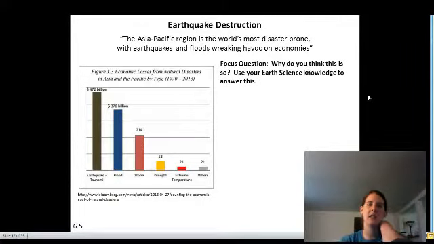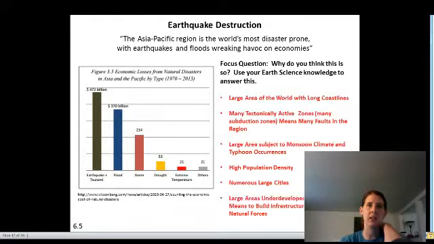So why is Asia and the Pacific so impacted by these? Well, these are areas, a large area of the world, with long coastlines and many tectonically active zones. A ton of subduction zones because of the Pacific Plate movement and the Indian Plate collision. It's also a large area subject to monsoon climate, which would create a lot of typhoon occurrences. There's very high population density in these regions, very large cities, but without the strict building regulations that they need everywhere. And also large areas that are underdeveloped and lack the ability to build infrastructure able to resist these forces.